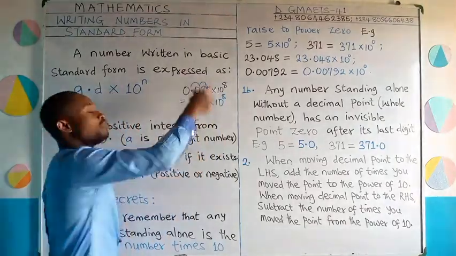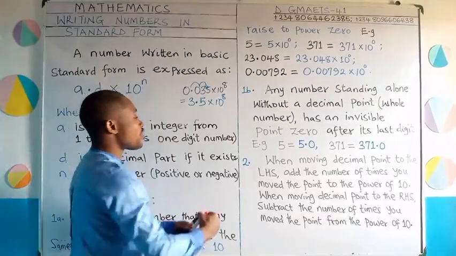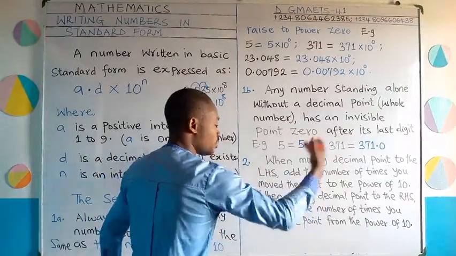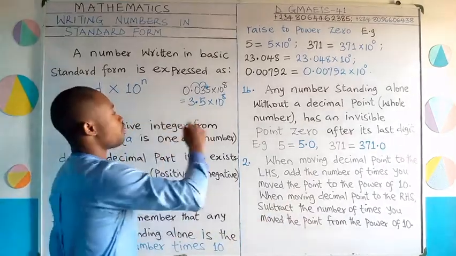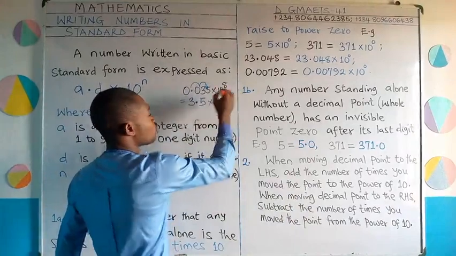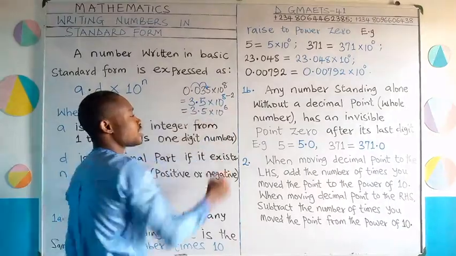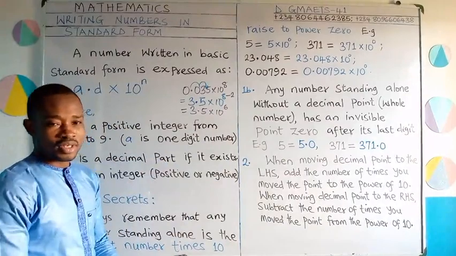Now, how many times did you move the points to the right? 2 times. So you go to the power of 10. According to secret number 2, if you move the decimal point to the right hand side, subtract the number of times you moved the point from the power of 10. So this is going to be minus 2, which eventually gives us 3.5 times 10 raised to power 6. That is what secret number 2 is telling us.